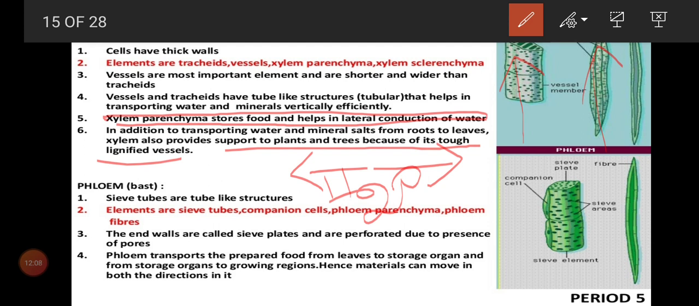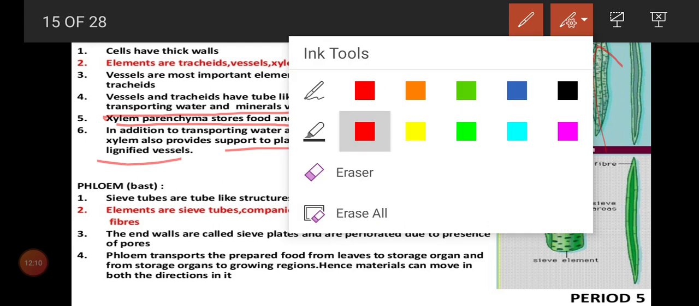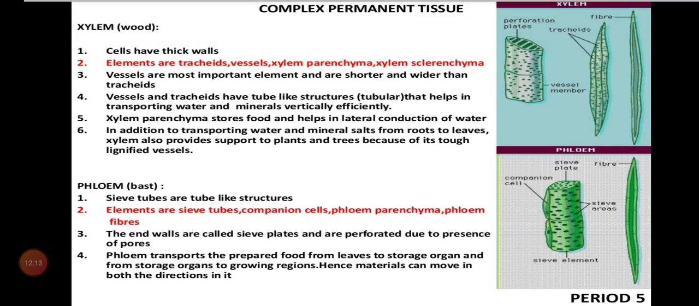Is that clear, children? So what all points do you want to remember here? A very important point is xylem has four types: tracheids, vessels, xylem parenchyma and xylem sclerenchyma. Tracheids and vessels are tube-like structures through which water can be transported from root to other parts of the plant body in a vertical direction. And xylem parenchyma is meant for transport of water on the lateral side. Apart from that, it will transport some amount of food also.